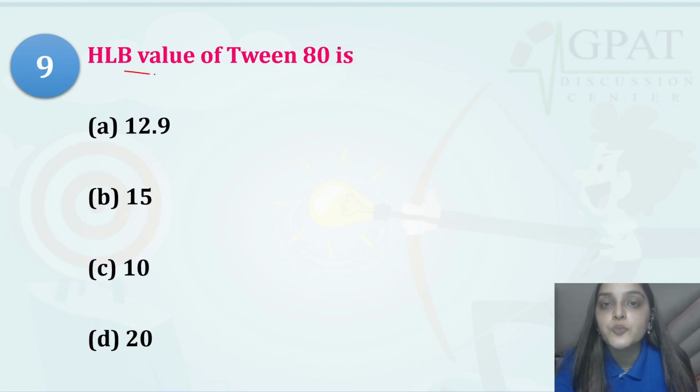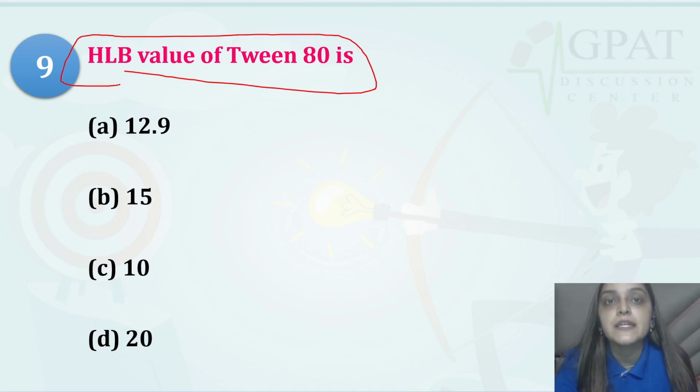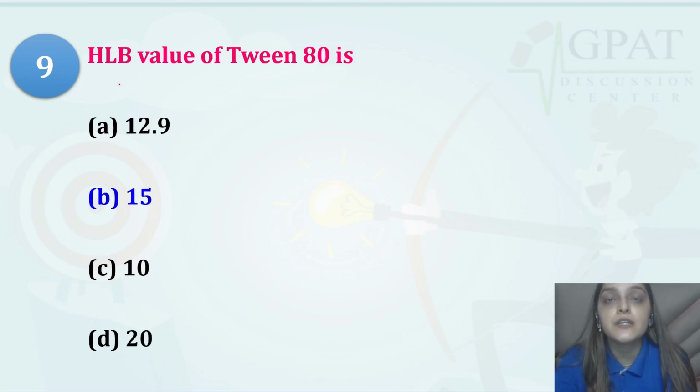Next, HLB value of tween 80. See, we have already seen the table where I have written down the ODS, anti-foaming agent, water in oil surfactants, then we have wetting agents, then we have oil in water surfactants, right? Water in oil surfactant, ODS, no, right? So then we have oil in water, then detergents, and then solubilizing agent. So tween 80 generally falls in the category when we are talking about the water in oil emulsifiers, right?